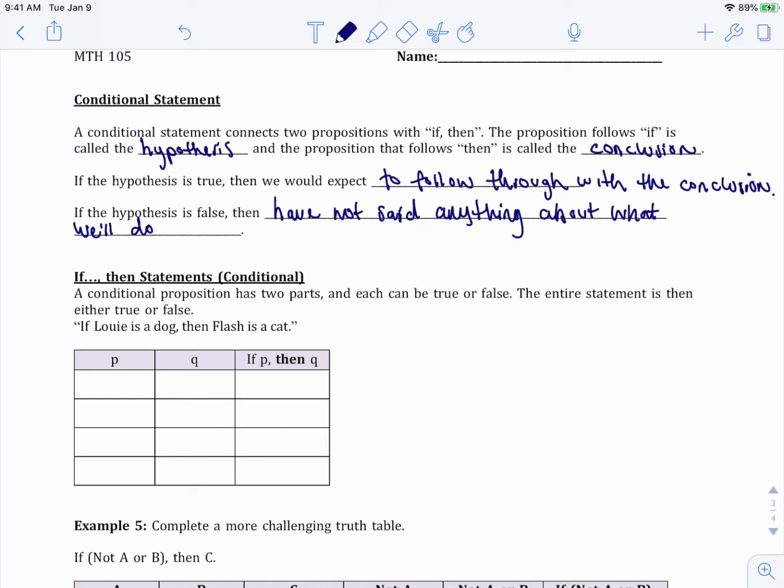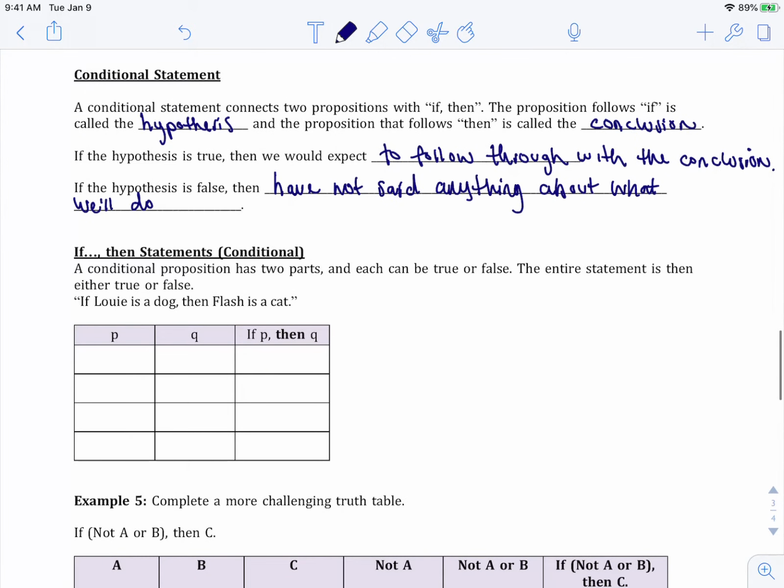So if I'm using this idea of Louis is a dog and Flash is a cat, I'm claiming if Louis is a dog, then Flash is a cat. Okay, this is known as a conditional because I have an if, then statement.